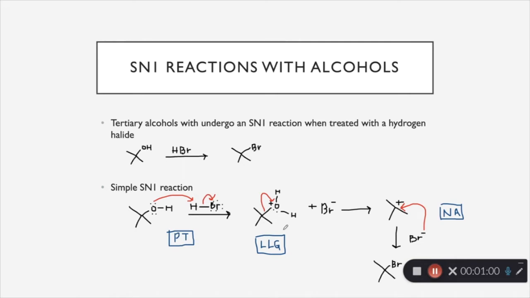And then because it is tertiary, it is going to proceed in an SN1 fashion, and the leaving group is going to leave. And then you are left with a tertiary carbocation here. And then you have the bromide nucleophile, and that is going to attack the electrophile and replace the hydroxyl with the bromine.